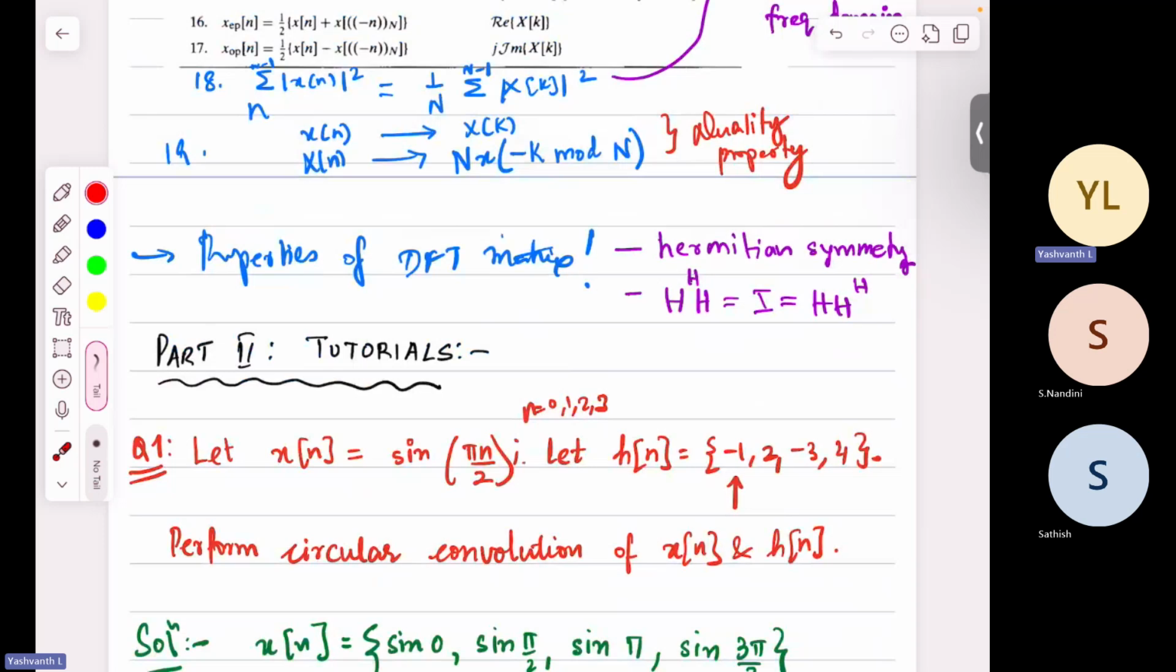Are there any questions? Can you repeat the Hermitian property?